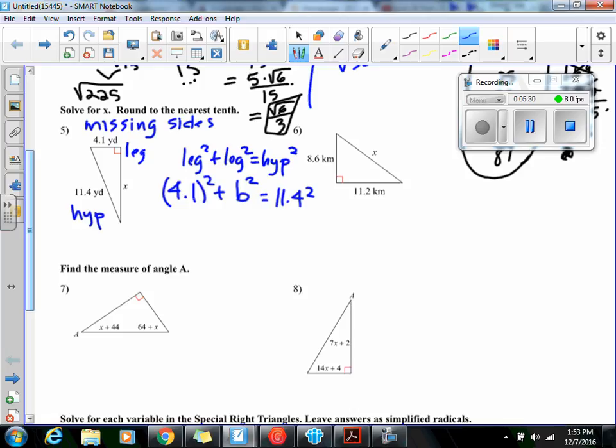So you do your math. 4.1 squared is 16.81. 11.4 squared is 129.96. I'm trying to isolate b squared, so I'm going to subtract 16.81 from both sides.